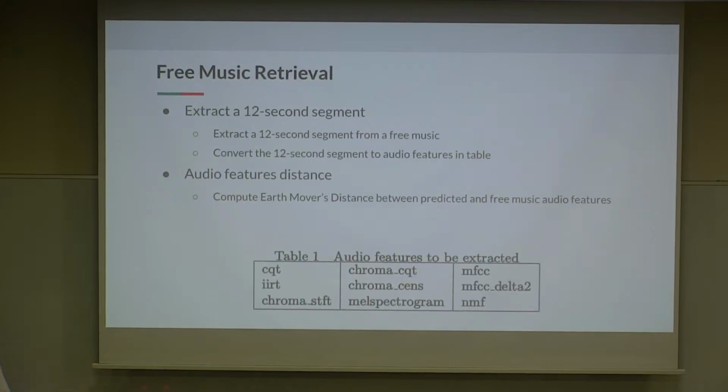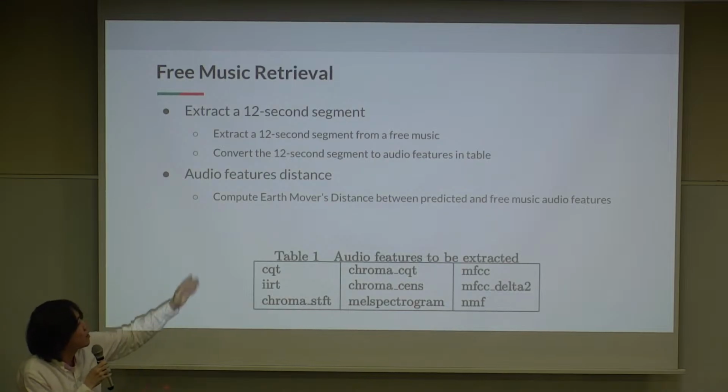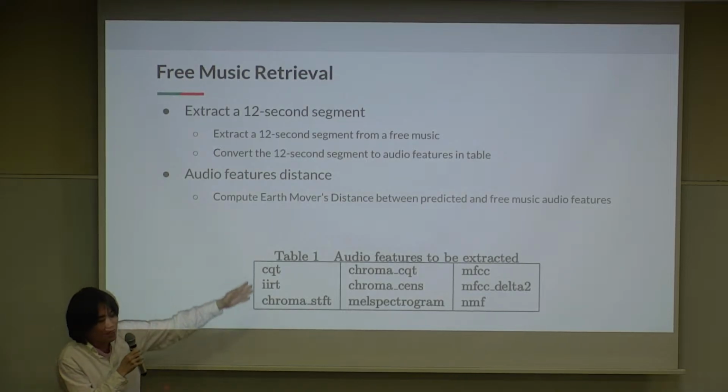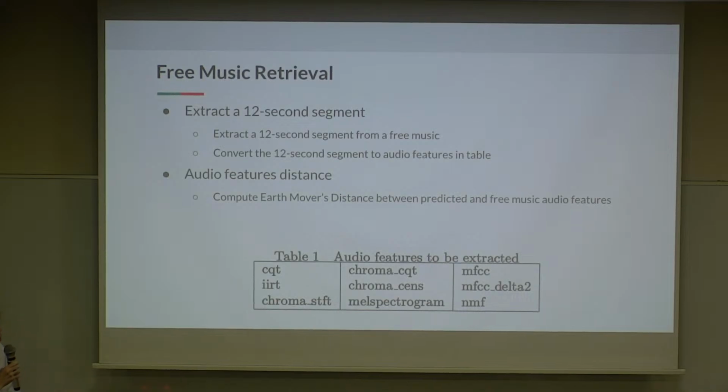And finally, our method retrieves free music in two steps. First, extract 120-second segments from the free music and convert them to audio features in a table. The table is this. Second, compute the Earth Mover's distance between the predicted and free music audio features.